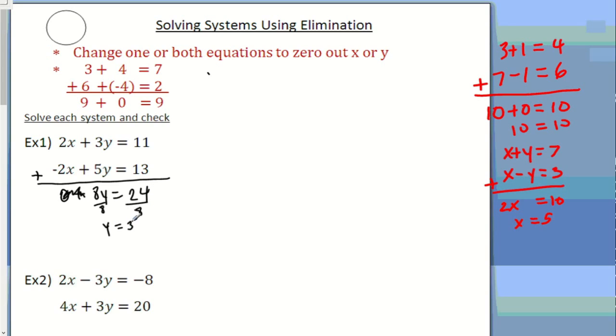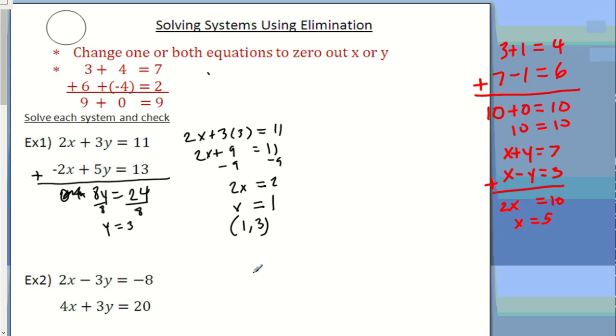Then all I have to do is take that 3 and plug it into one of the equations to figure out what x is. So 2x plus 3 times 3 is equal to 11. So I get 2x plus 9 is equal to 11. So I'm going to subtract 9, and I get 2x equals 2. So x has to be 1. So that means the point (1, 3) is where these lines cross each other. Now that is cool. That was so easy to do. It just so happens when you add 2x and negative 2x, they make 0. And so the x's go away, and all I was left with was y's, and I can solve that now.